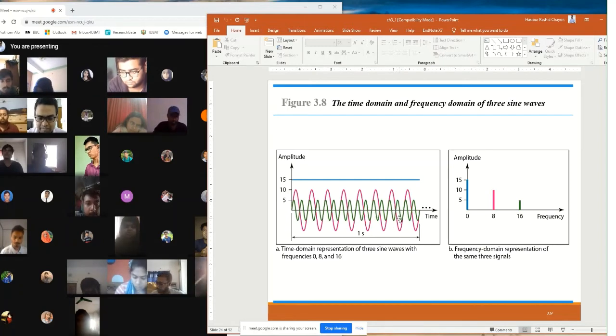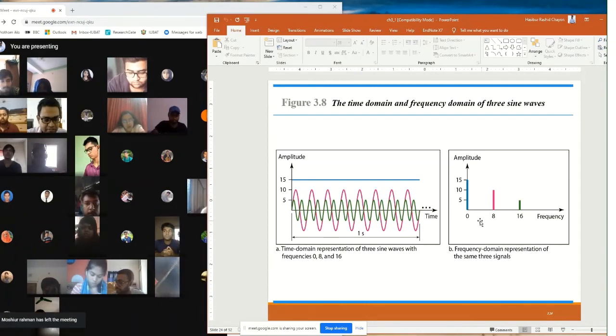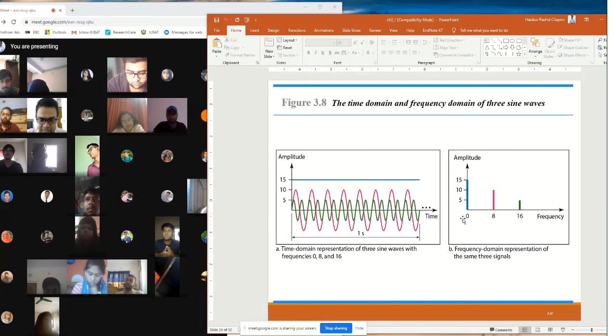That's why we call it time domain. The y-axis is amplitude and the x-axis is time. So if you represent your signal in this format, we can call it a time domain representation. On the other side, if you represent the same signal in amplitude and frequency, then it is called the frequency domain representation. The only difference is the x-axis. Previously our x-axis was time, now our x-axis is frequency. That's why the previous one is called time domain, and this one is called frequency domain.